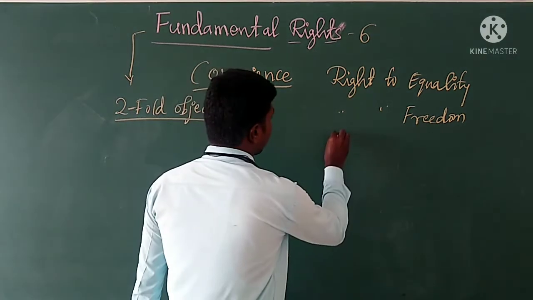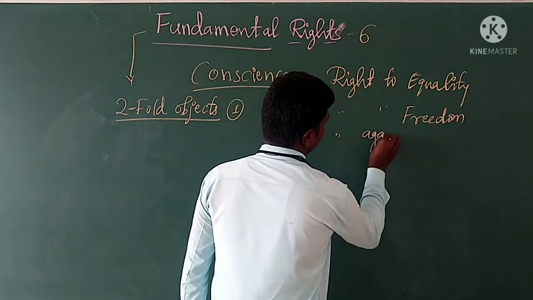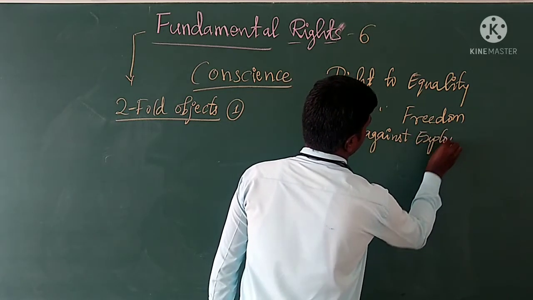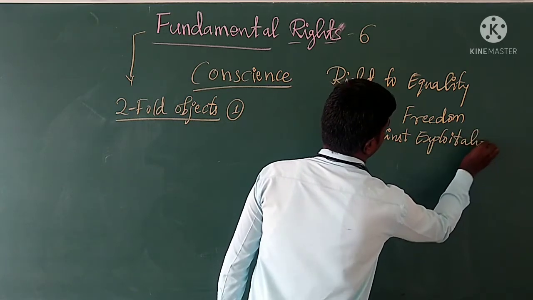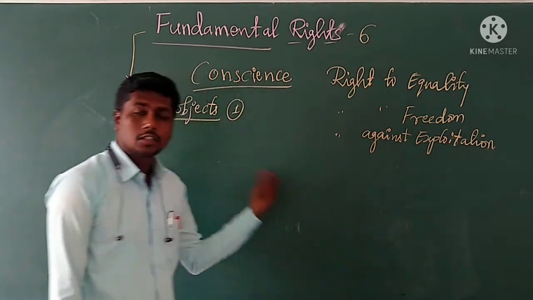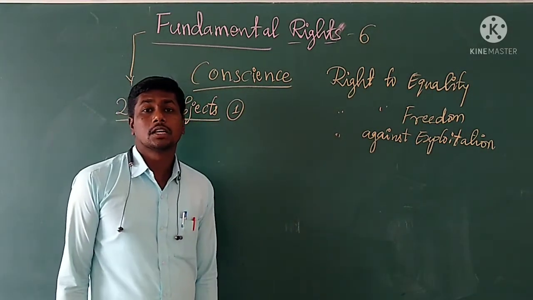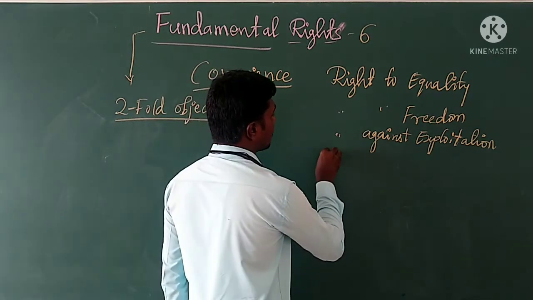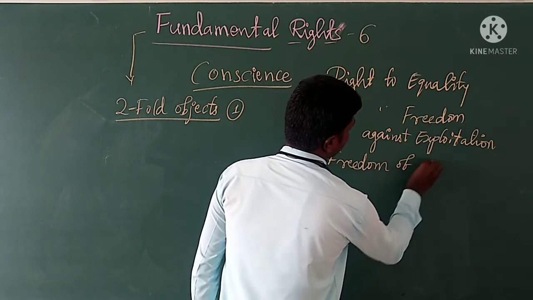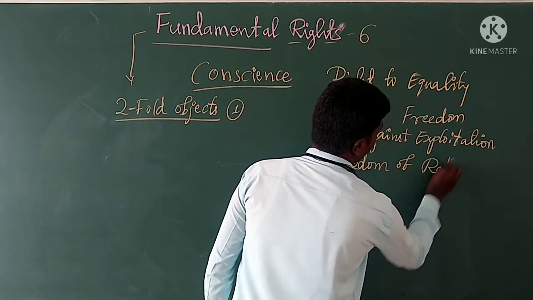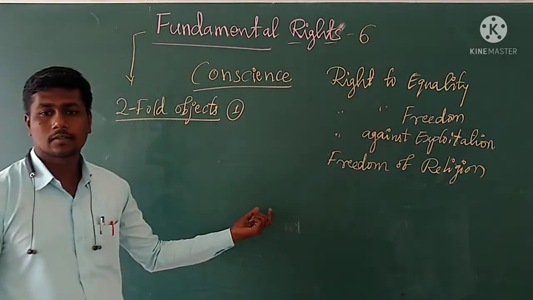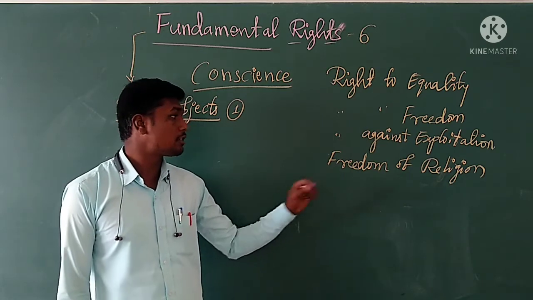The third one is right against exploitation. And then the fourth one is the right to freedom of religion. So shortly I would like to write here freedom of religion. That is the right to freedom of religion. That is the fourth one.